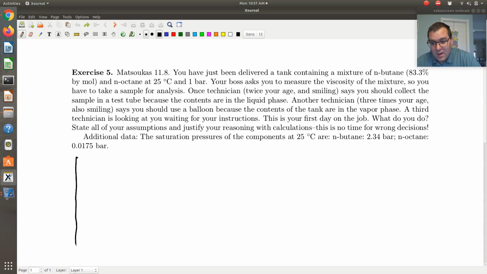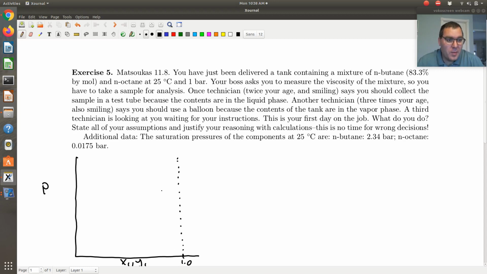And again, even if you didn't immediately think about PXY, if you were just stuck, then draw a relevant phase diagram, or even a TXY, because you could get to the same point using a TXY. Just draw a relevant phase diagram and try to use that to feel your way through the problem. Can the phase diagram give me any insight in terms of what I need to do?